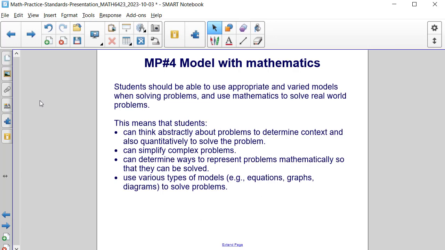Mathematical practice standard number 4 is about modeling with mathematics. Students should be able to use appropriate and varied models when solving problems and use mathematics to solve real-world problems. This means that students can think abstractly about problems to determine context and also quantitatively to solve the problem. They can simplify complex problems. They can determine ways to represent problems mathematically so that they can be solved. And they can use various types of models. Examples include, but are not limited to, equations, graphs, diagrams, and so on, and use them to solve the problems.